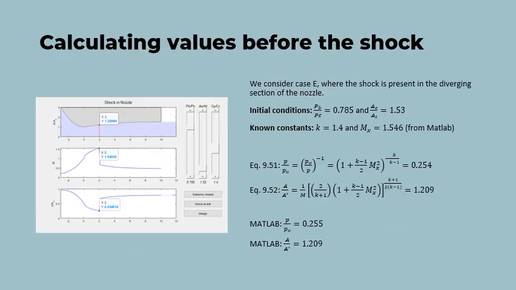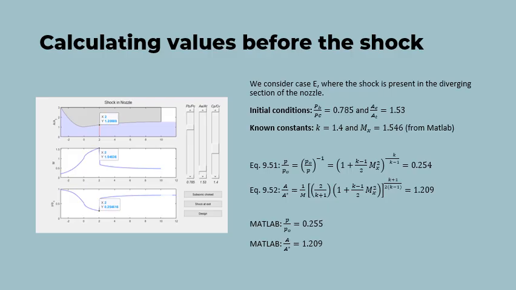Now, we go back to consider case E, where the shock is present in the diverging section of the nozzle. For this analysis, we record the area and pressure ratio before the shock wave using the tool and compare it with values using equations 9.51 and 9.52 from the textbook. These equations use a variable Mx, which is the Mach number directly before the shock, and we can obtain this from the MATLAB tool. The initial condition for the total pressure ratio is 0.785, and the area ratio returns to the original 1.53 for this analysis.